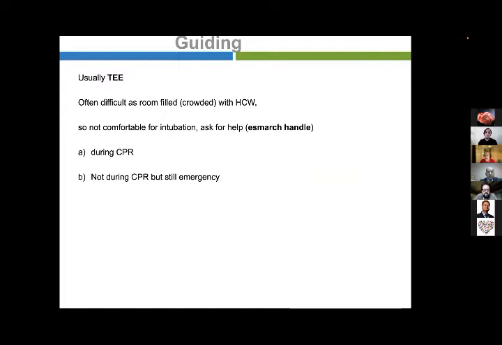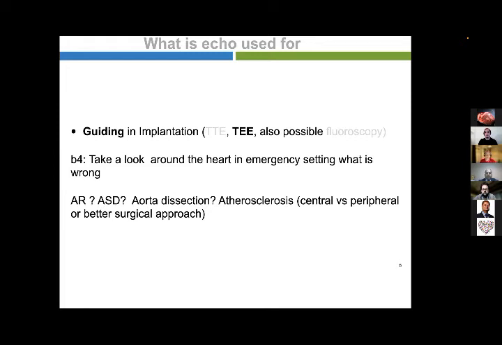So just ask for help with the ECMO handle, which will facilitate the intubation with the TOE probe. The patient is not in a comfortable position, and we do guiding during CPR in a very stressful situation, or also during an emergency that is not CPR. So we are kind of stressed when we do guiding in VA ECMO. The guiding is done by TOE, but it's also possible with transthoracic echo or with fluoroscopy.